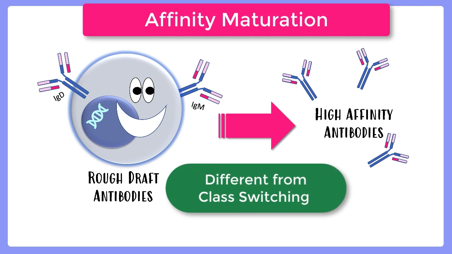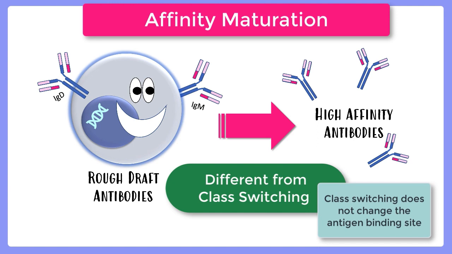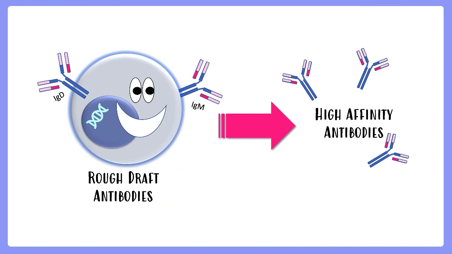We said before that cytokines from T cells will guide antibody class switching, but remember that the class of the antibody is determined by the heavy chain. And class switching only changes the heavy chain in such a way that it doesn't affect the variable region which binds the antigen. So class switching doesn't affect the antigen binding site. But there is a separate process which will now occur in order to make sure that antigen binding is as tight as it possibly can be. And this process is known as affinity maturation.